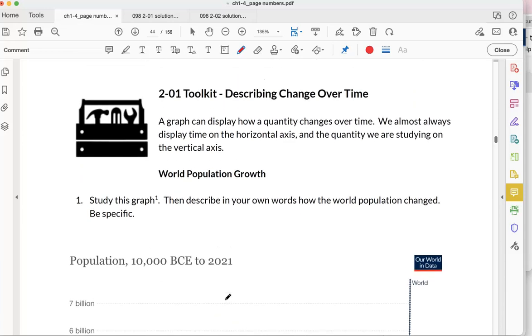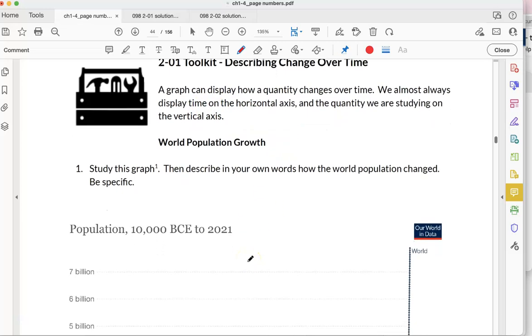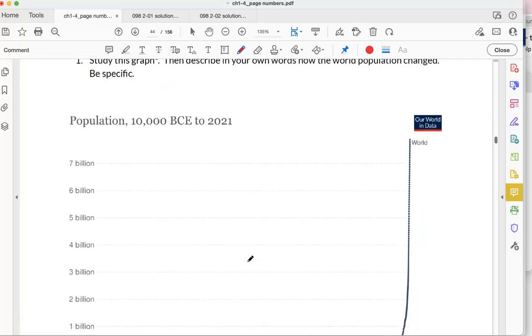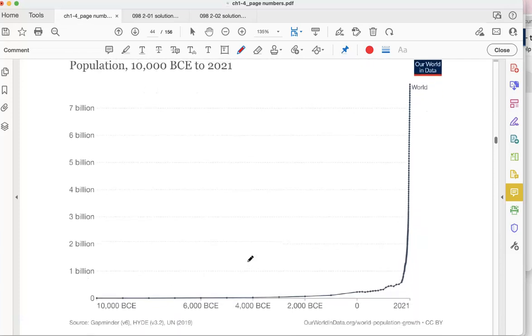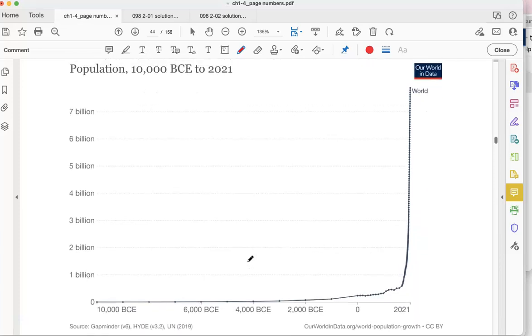The graphs in this section illustrate how a quantity changes over time. We typically put time on the horizontal axis and then whatever other thing is changing on the vertical axis. So you can see this first graph shows how world population changed from 10,000 BC to present.